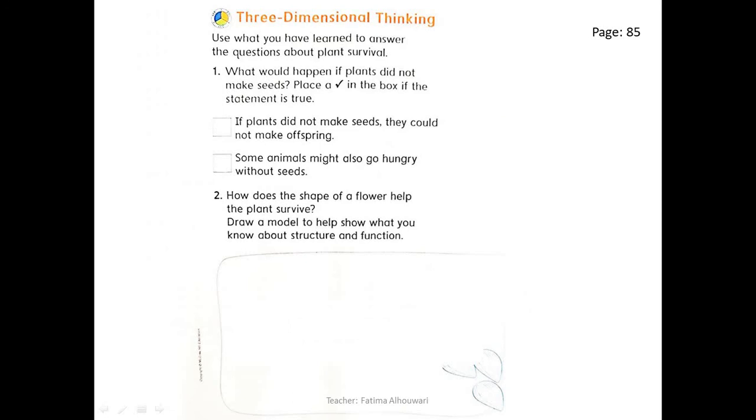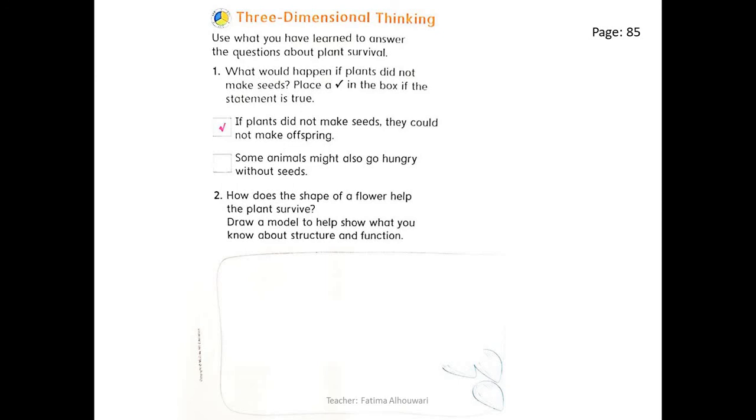Let's see the last page, grade 1, page number 85. We have 2 questions. Let's see the first one. What would happen if plants did not make seeds? Place a tick in the box if the statement is true. Let's see the first one. If plants did not make seeds, they could not make offspring. That's right. So we will take this statement. It's true. Let's see the next statement.